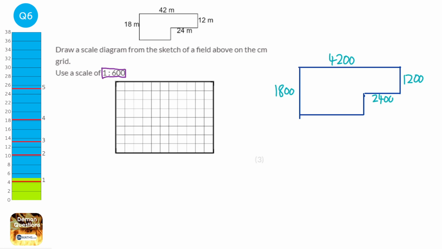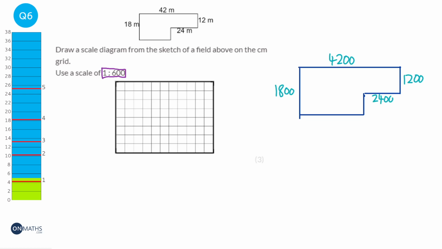And next I'm going to convert them into what the scale says they're going to be in our diagram. So a scale of 1 to 600 means 600 in real life, and this diagram is showing the real life situation, is 1 on our diagram. So I've converted them all in centimetres, and now I need to work out how many centimetres there are going to be on our diagram.